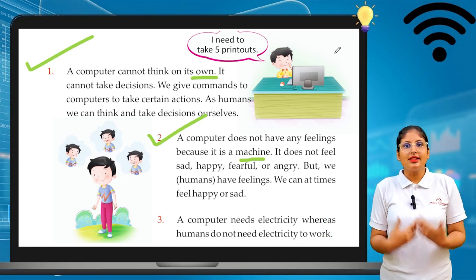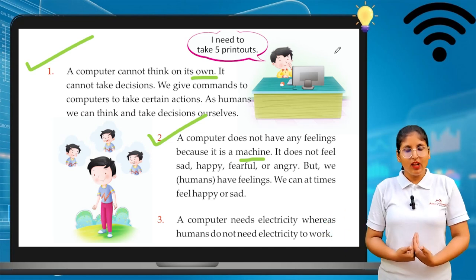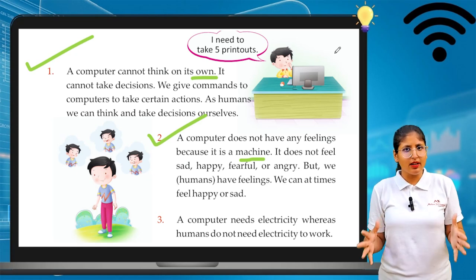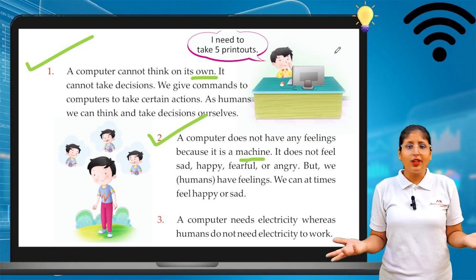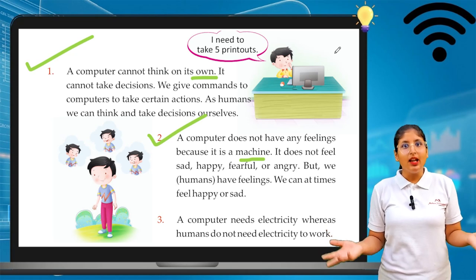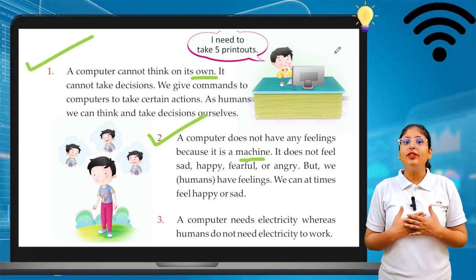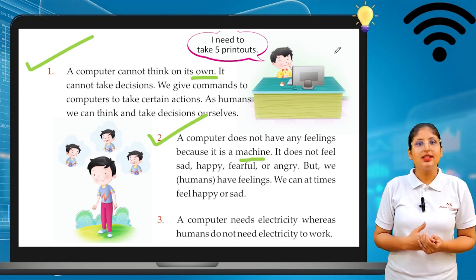If a robot is standing in front of you, the robot doesn't have any feeling. It doesn't know how to be sad or happy. But if I am teaching you, I have feelings. So this is the second difference.